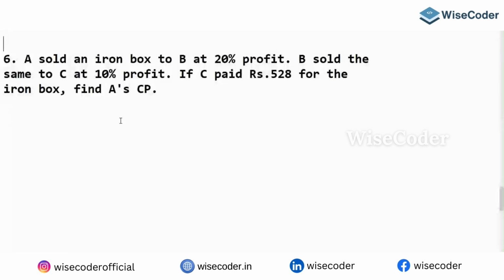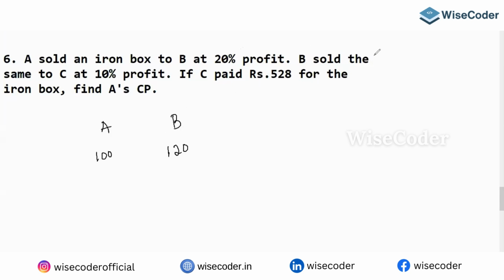I hope you are done with your answer. A sold an iron box to B at a 20% profit. So let's say A bought it for 100 rupees. With 20% profit, A's cost price is 100 and A's selling price is 120. But you need to understand again, A's selling price is nothing but B's cost price.